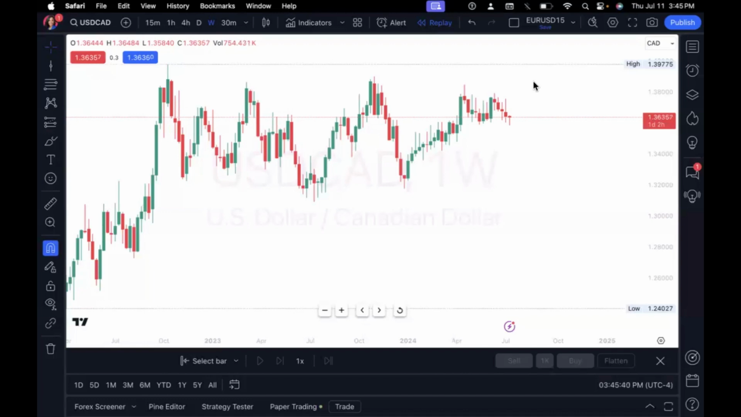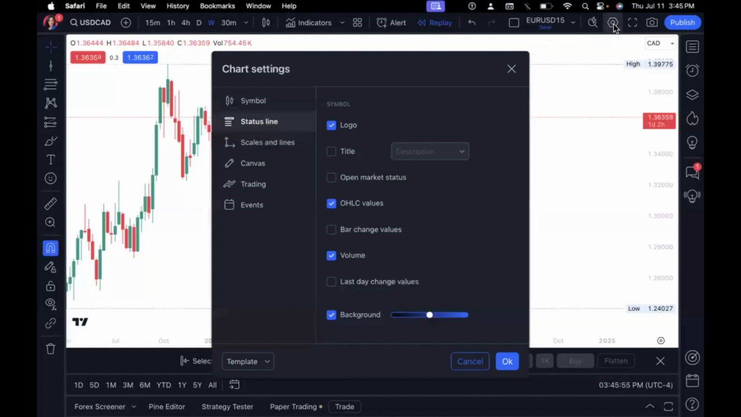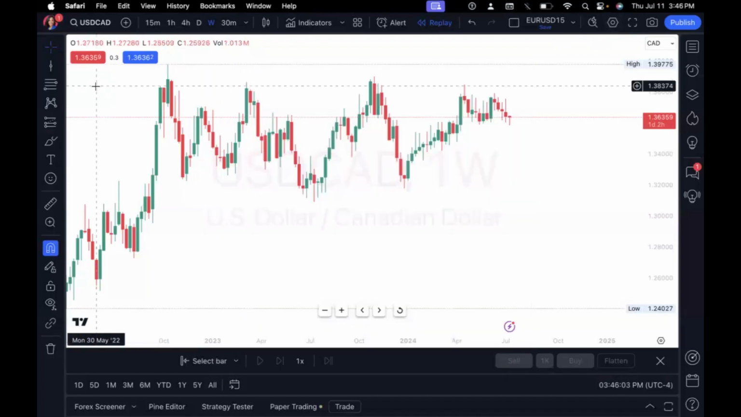You can find this information by looking at the top left of your screen, but TradingView does have a lot of settings and customizations that you can do. So if you don't currently have your OHLC values on, the way that you would add that is click on the settings gear, make sure that your status line is highlighted, and then click on OHLC values, and this is where you'll see that on the chart.